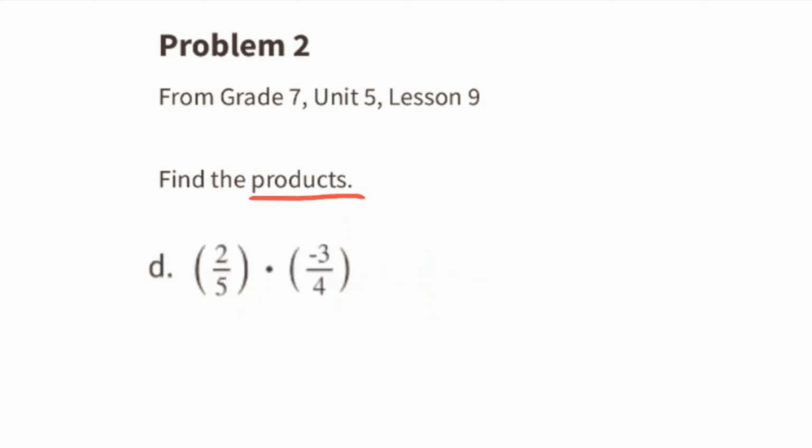D. 2/5 times negative 3/4. This is a positive times a negative, so the answer is going to be a negative. We can cross cancel. 2 goes into 2 once, and 2 goes into 4 twice. 1 times 3 is 3, and 5 times 2 is 10. Negative 3/10.